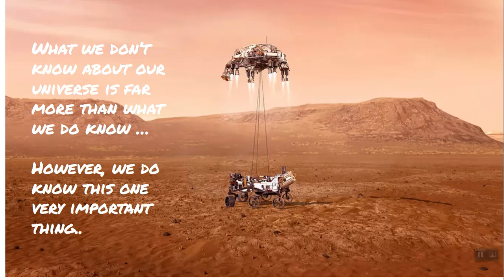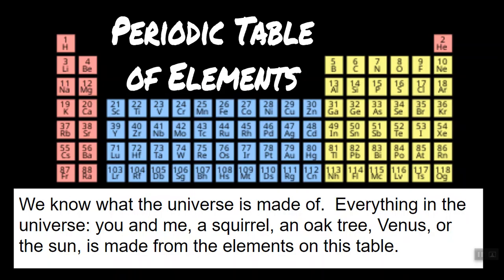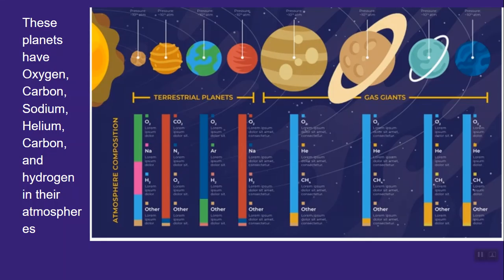However, we do know this one very important thing. We know that the universe is what the universe is made of. Everything in the universe, you and me, a squirrel, an oak tree, Venus, the sun, we're all made from the elements on this table. They make up the cells inside of us, and they make up the surface and the atmosphere of the different planets and stars.